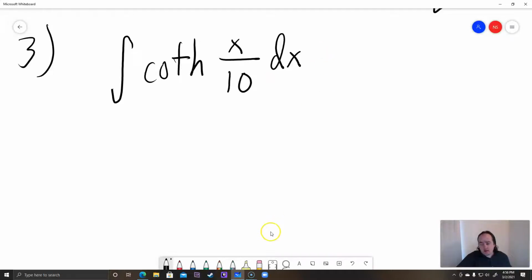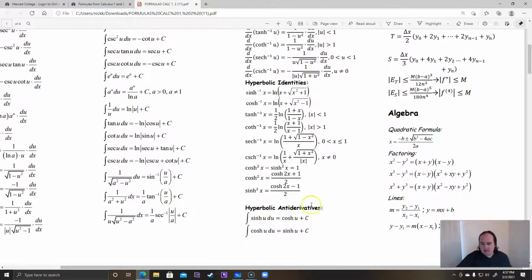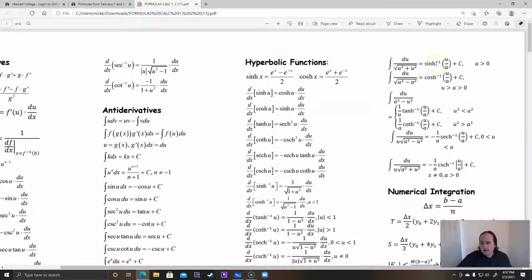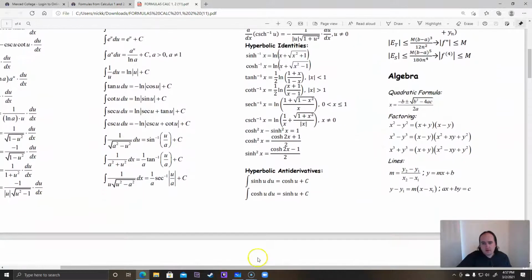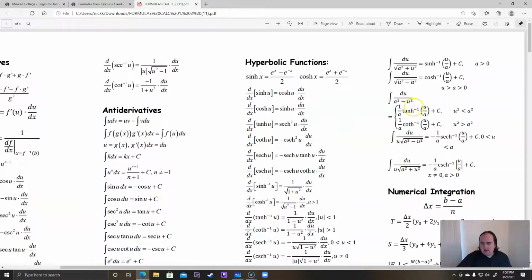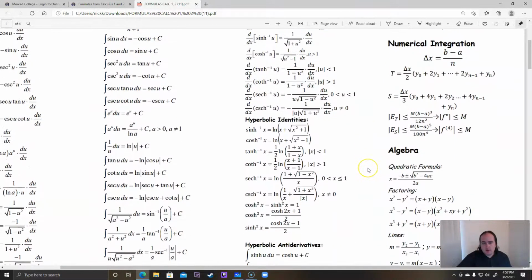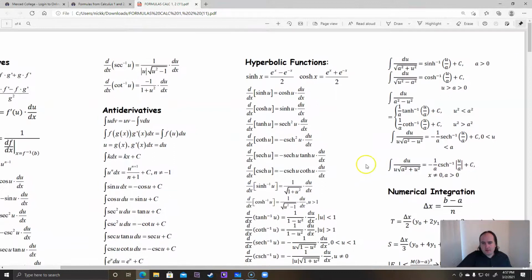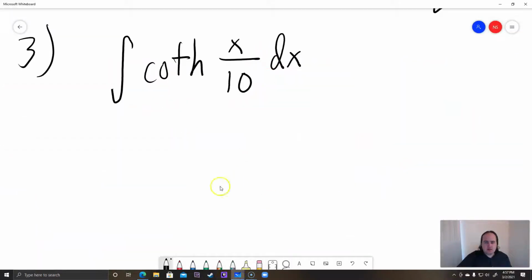So let's take a look at our formula sheet under hyperbolic antiderivatives. On this first page, going to the last line at the top, we want to do the integral of coth. But we look here, and nowhere do we see a coth. So that's interesting. We have a bunch of other stuff up here, but we don't have the integral of coth. So how on earth do we do this, you might be wondering. Well, even though we don't have a formula for it, we can still integrate it. But it is going to be a little bit trickier.